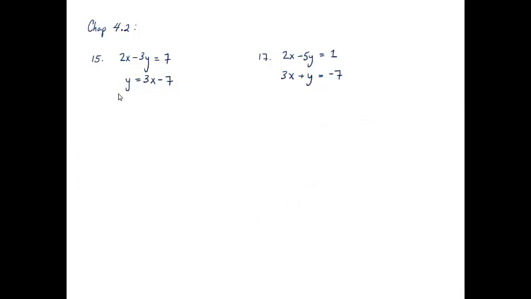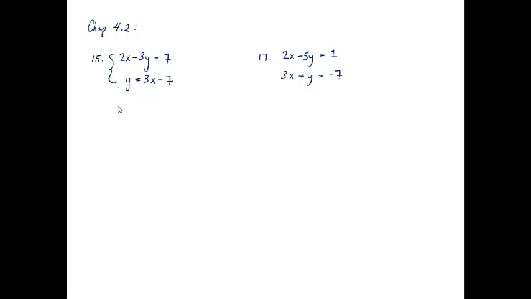Chapter 4.2 is solving systems of linear equations by substitution method. So let's work a couple of problems from the Chapter 4 review found on page 339 in your textbook. Alright, so chapter number 15, my system of equations. So I have 2x minus 3y equals 7 and y equals 3x minus 7.